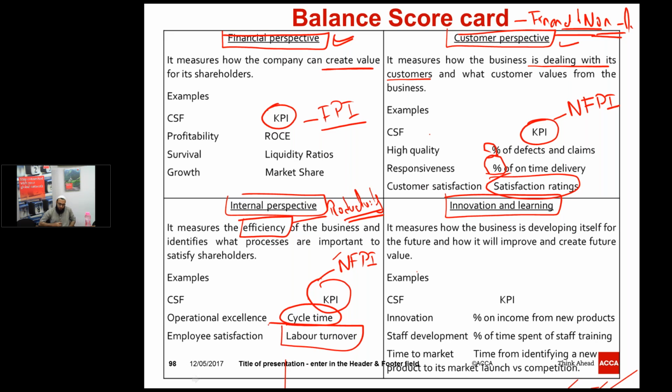Labor turnover. The more people who leave the organization, the more it means the business is not producing productive results. So labor turnover will also indicate lack of efficiency. So the internal perspective of the scorecard focuses on whether the business is working efficiently or not, and you need to measure it through NFPIs.